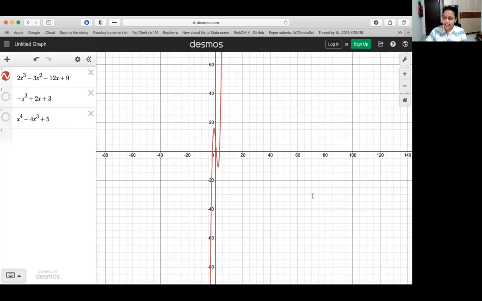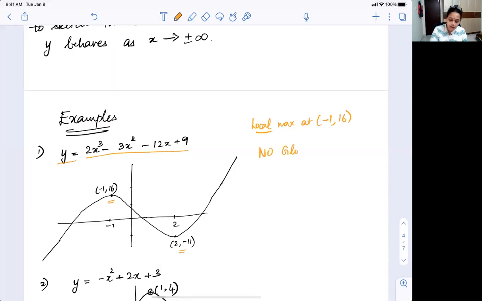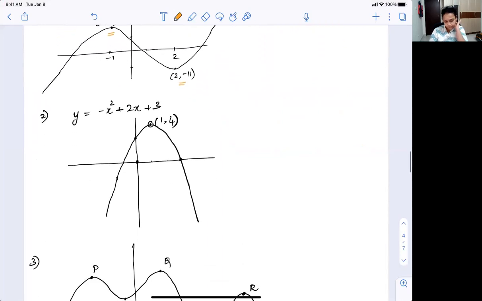So can we say that minus 1, 16 is the global maximum here? No, because the function is going to have higher y values to the right as x goes to infinity. And it's just going to keep rising on forever. So there is actually no global maximum. So let me come back to my notes. So no global maximum. Let's look at another example.